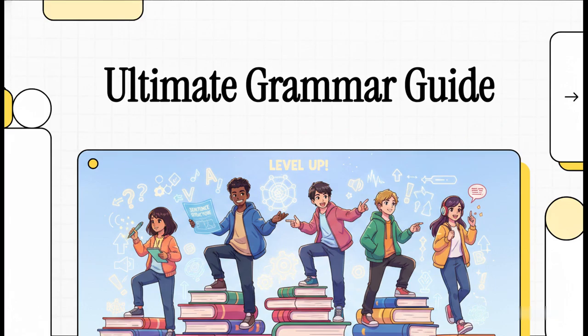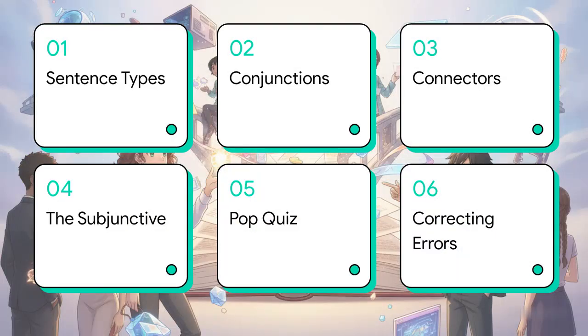It's not just about memorizing dusty old rules. It's about mastering the exact tools that make your speech and writing absolutely, undeniably flawless. So let's dive right in. Here's our agenda for the explainer today. We're going to start with sentence types, then move on to conjunctions, connectors, and the subjunctive mood.